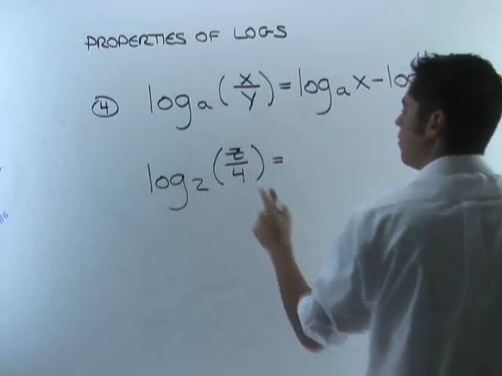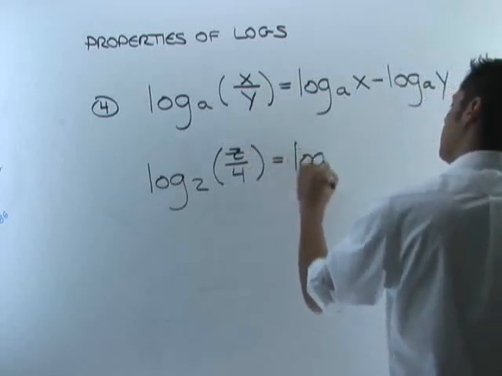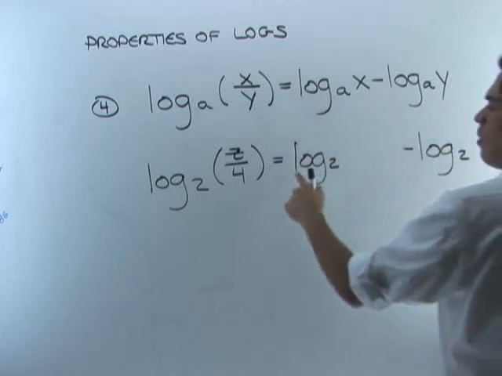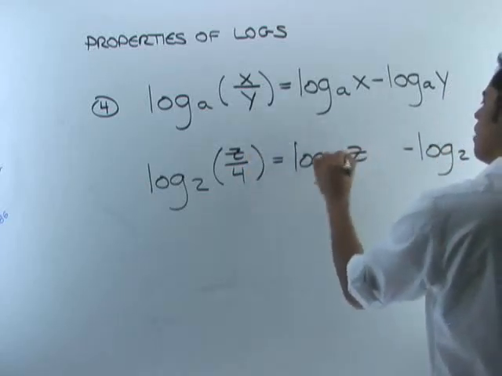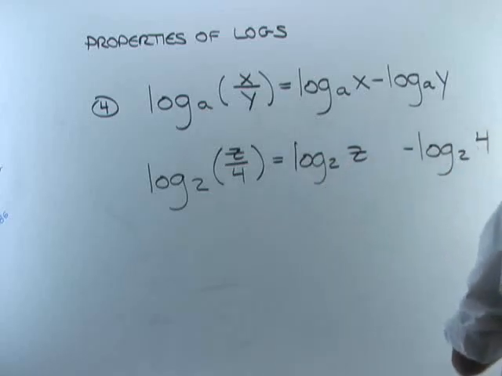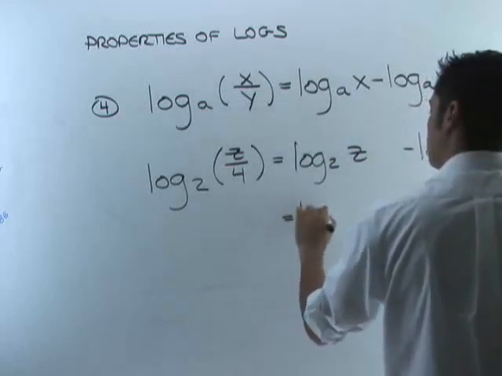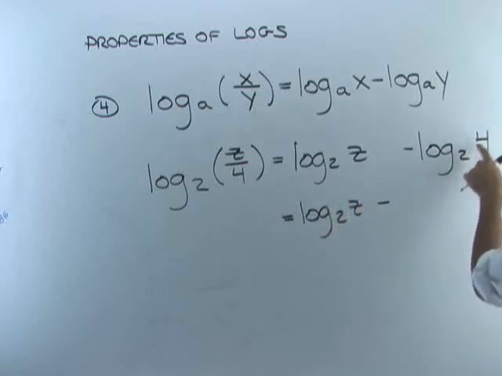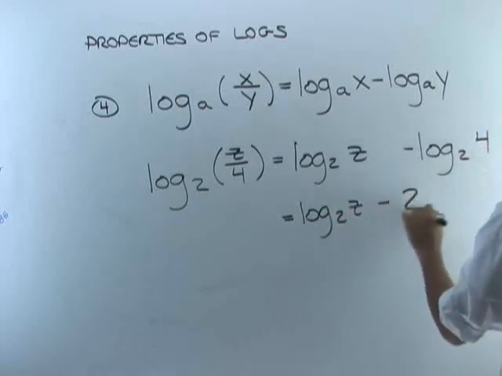Okay, this is equal to, because there's division, I can split it into 2 logs. I'll have subtraction between them. And what goes first? The z. The other one, 4. Now, this is just log base 2 of z. We can't do anything with that. But here we can say 2 to what power gives us 4? Well, of course, 2 squared. So that log just becomes 2.